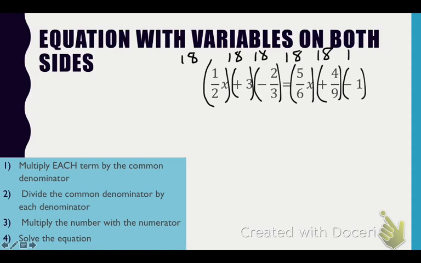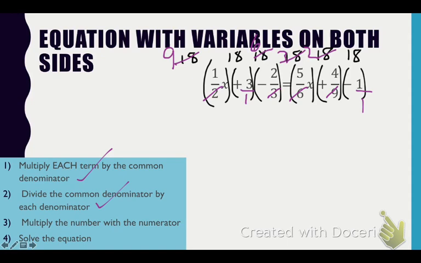So I'm going to multiply everything, that's 6 terms, by 18. All right, so I divide by the denominator. So 18 divided by 2 is 9. 18 divided by 1 is 18, so I'm going to keep that 18. 18 divided by 3 is 6. 18 divided by 6 is 3. 18 divided by 9 is 2. And then I cannot divide anything. 18 divided by 1 is 18.